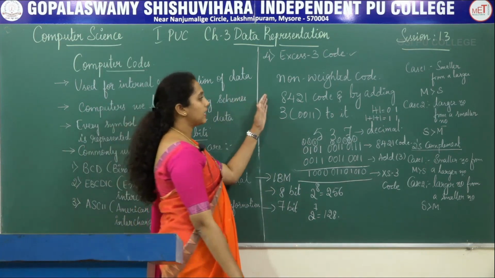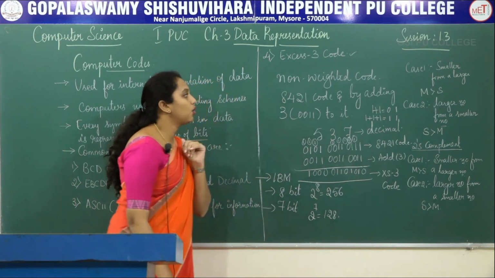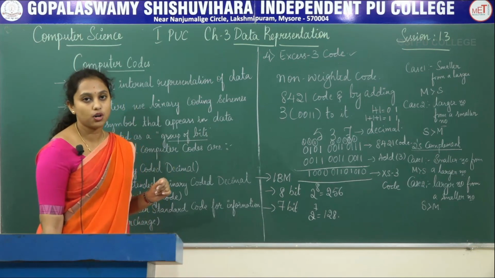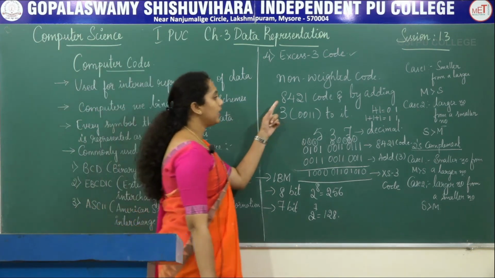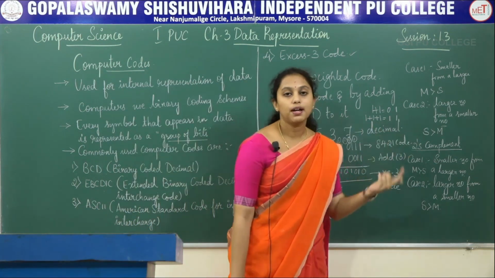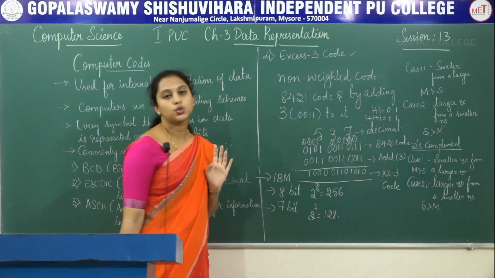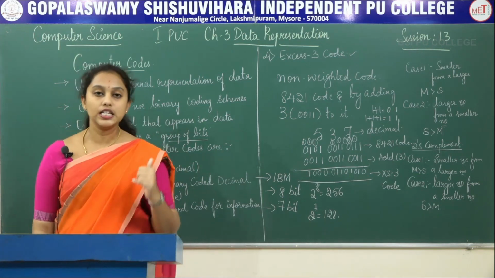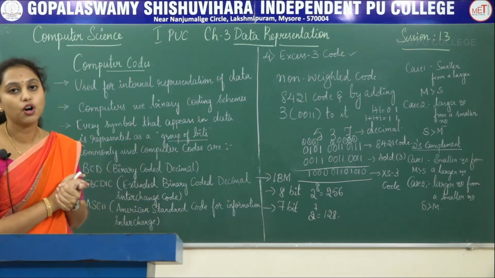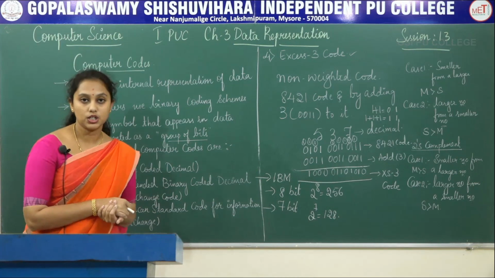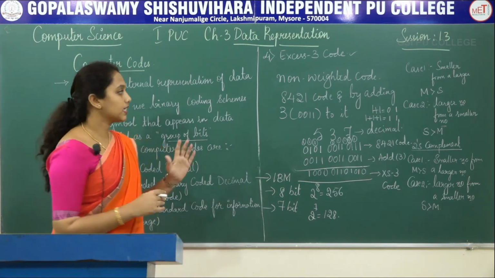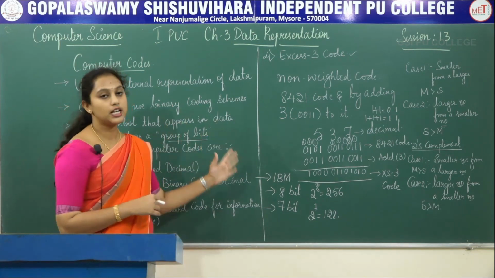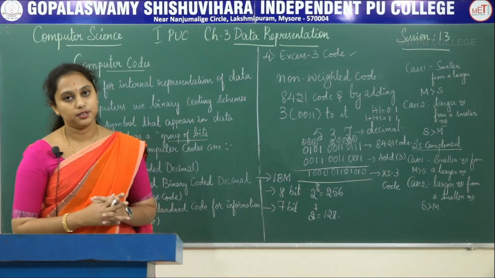XS3 code is a non-weighted code which is obtained using 8421 code by adding 3 to it. So this is about computer codes, and this question will be asked for 5 marks in your examinations. So this completes this data representation chapter. Thank you.